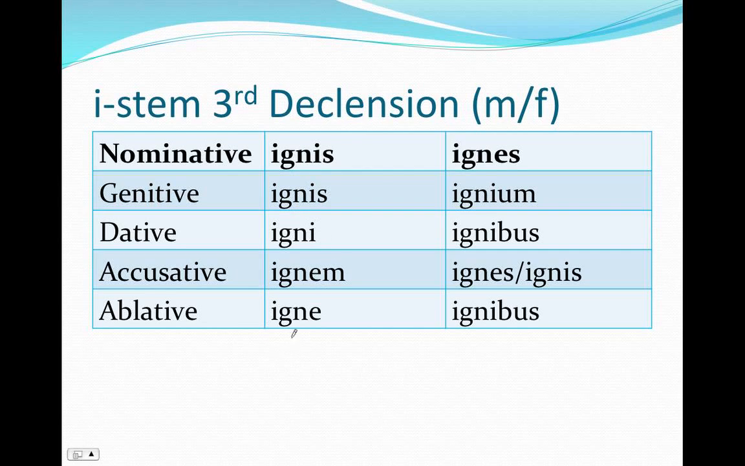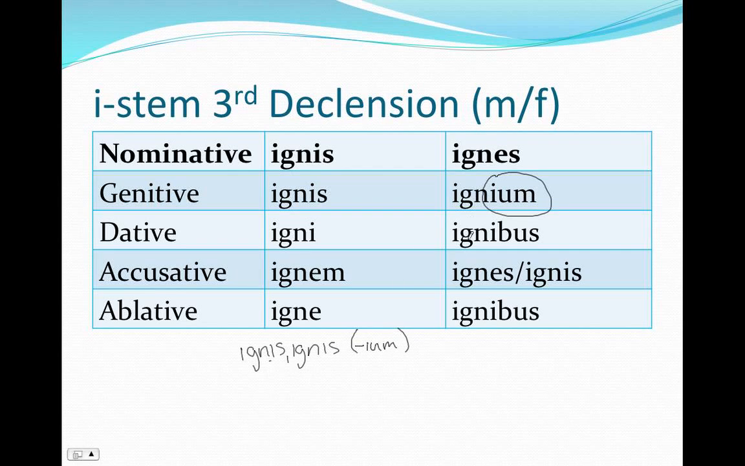So in the singular, it's exactly what you would expect. It's just like the consonant stem. In the plural, ignes, ignium. And this generally is where you're going to see the I stem show up. Dictionaries, Moreland and Fleischer, and many textbooks will key you in that this is an I stem by giving you the principal parts: ignis, ignis, and then in parentheses, ium.